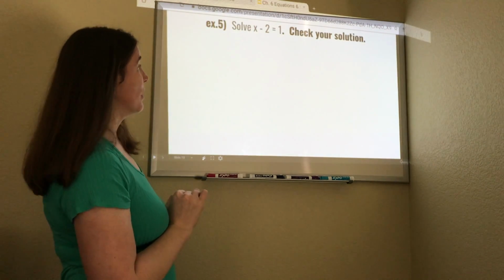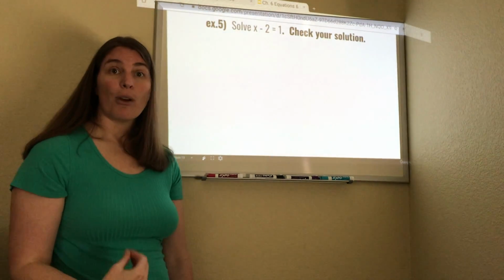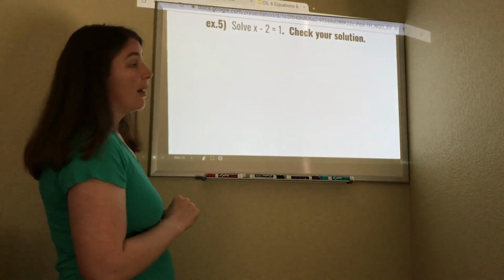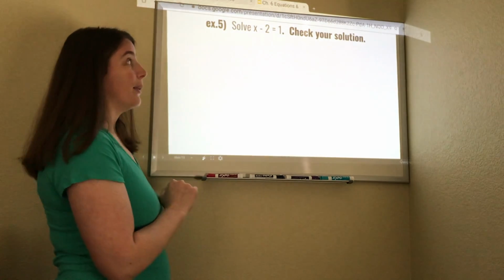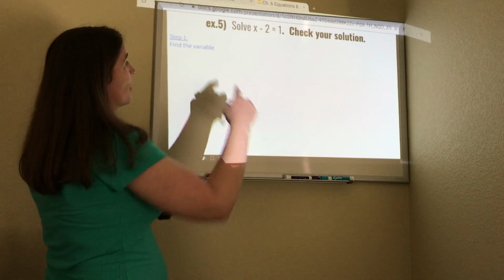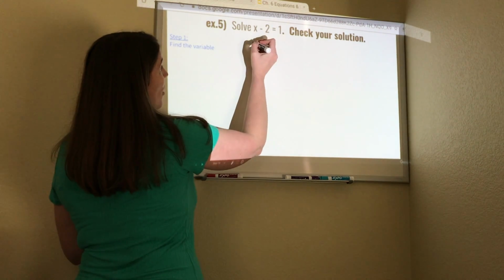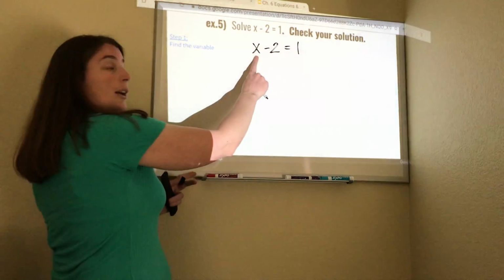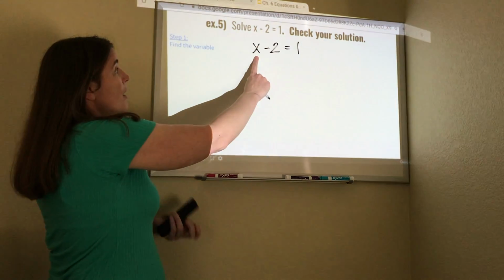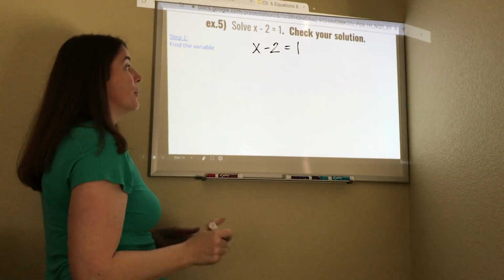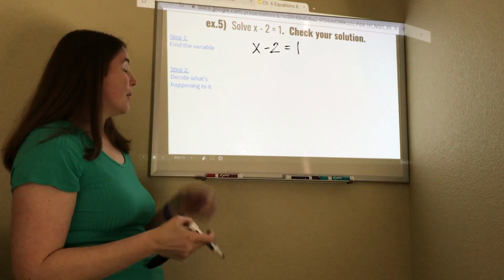So let's get started. It's the same process, same steps that we did yesterday when we did solving equations. So let's go ahead and look at this problem. The first step we need to do is find the variable. So I have solve x minus 2 equals 1. My variable is my letter, okay? So here's my variable. What's happening to it? I'm subtracting 2, okay? So that's step 2.